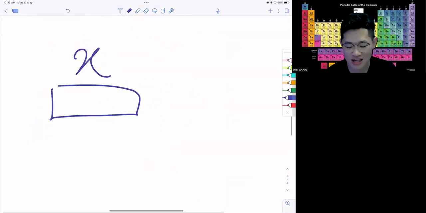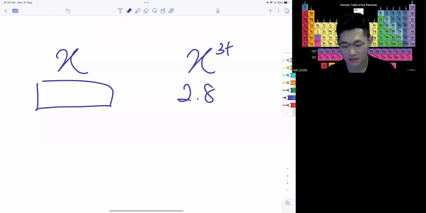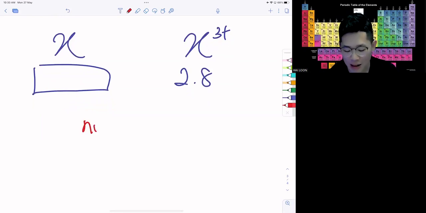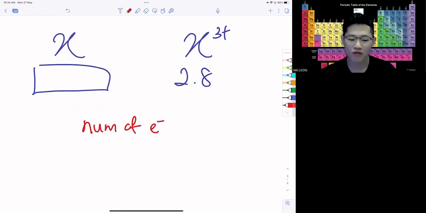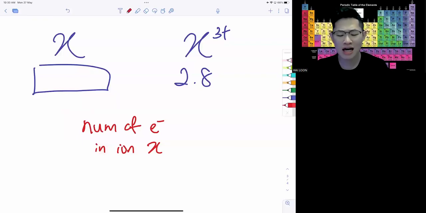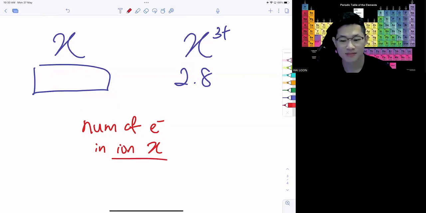Okay, I don't know what's the electron arrangement of this atom X. I know that it's X3 plus. It comes with 2, 8 as well. My question is, what is the number of electron in ion X? So there are how many electron in ion X?